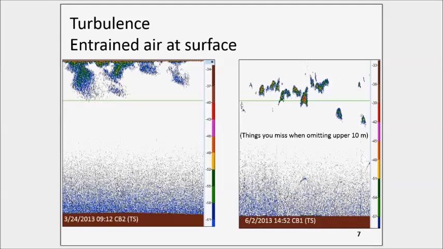Yeah, this is Tom Carlson. I was wondering if anyone has looked at different beam widths. The idea being to reduce the ratio of the scatter of interest to the bubbles in a turbulent feature.